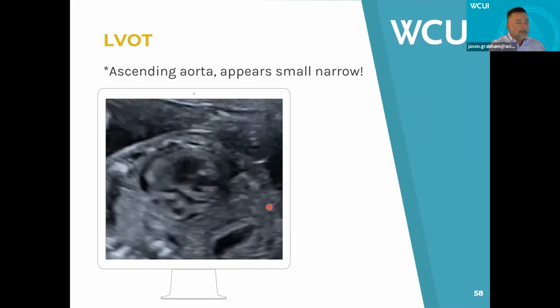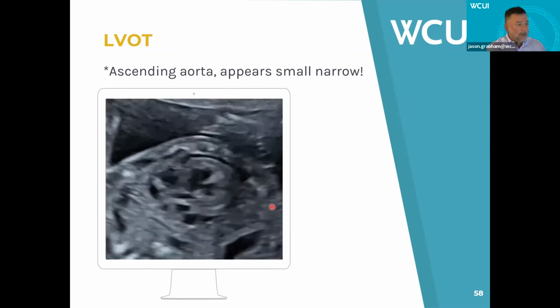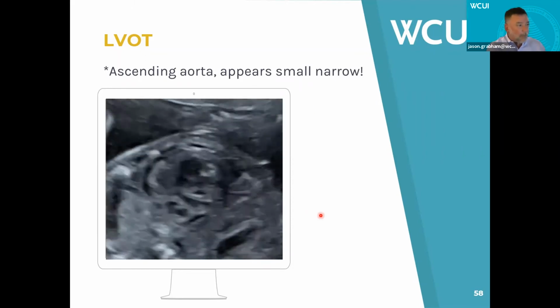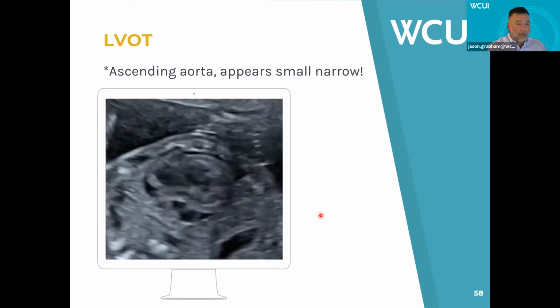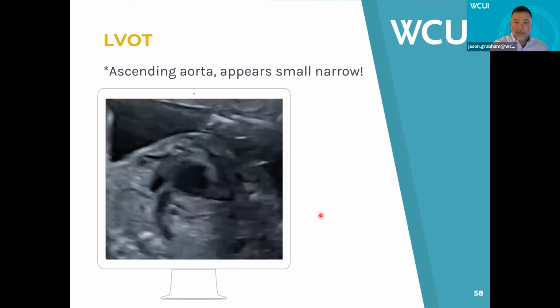Oops, sorry. Sometimes I get button happy. You guys are just going to have to bear with me. It's like you've got an old guy operating a remote control on a TV. Okay, that's what's happening here.